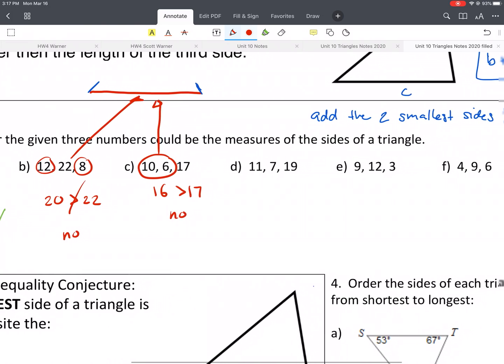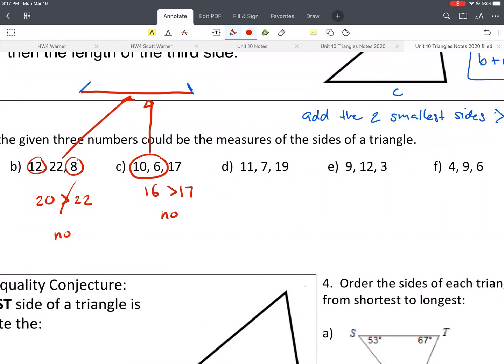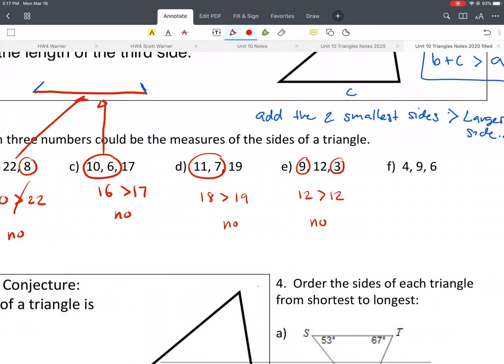All right, so try and see if you can do D, E, and F. Pause if you would, and give that a try. All right, so these are our two smallest. Is 18 greater than 19? We would say no. What about 9 and 3? Is 12 greater than 12? No. It has to be greater than.